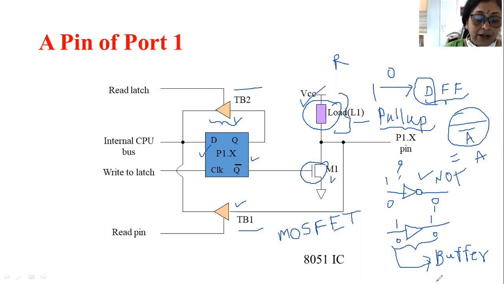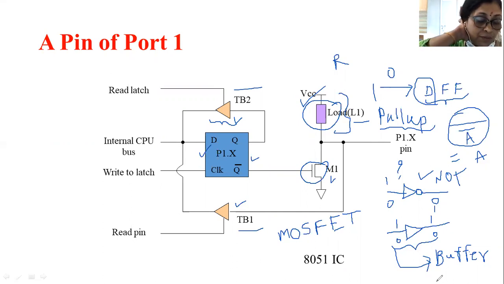Certain instructions are used to read from the port or to write into the port. Some examples: you can perform an AND operation with port 1, a clear operation with port 1, or a decrement operation with port 1, and you can use all these instructions to modify the data present on the port. We need to read the latch to know what was present on the port.